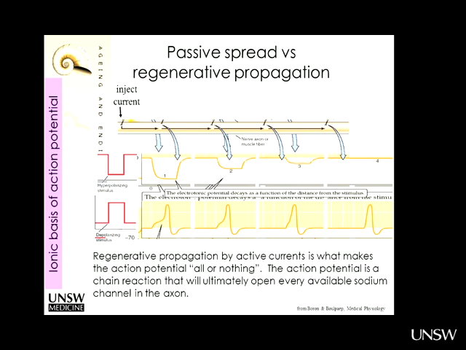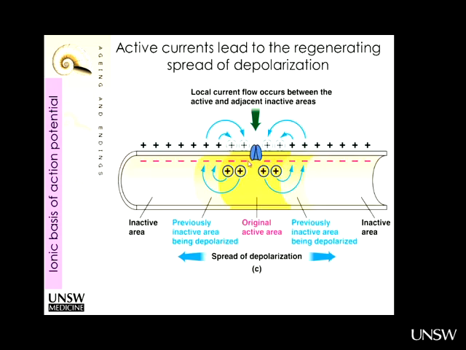Okay, at this moment I will throw a question at you just to see if you know. If we inject a current here, obviously the picture shows you that the current does travel in both ways. Does that normally happen in our body? No? Why not?